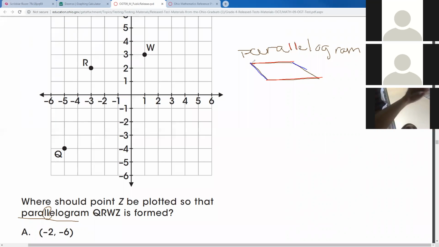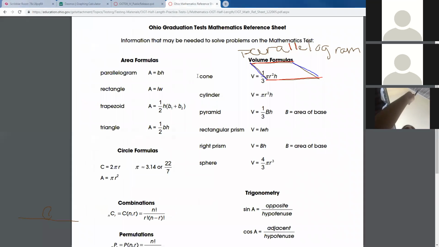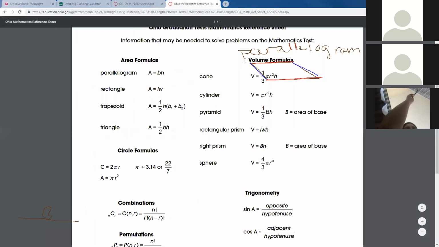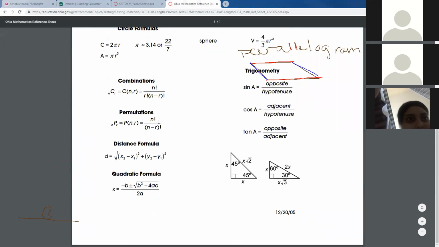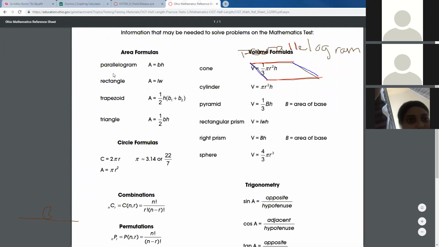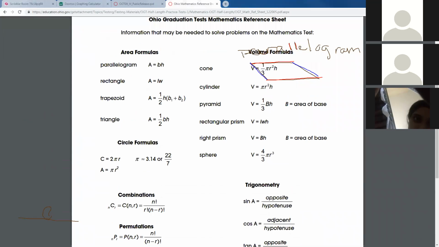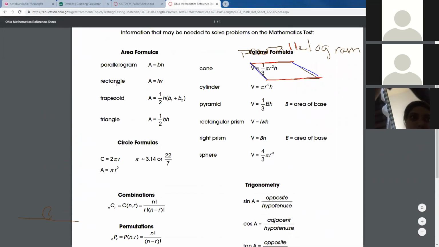Do they have a reference sheet for that or no? No. Knowing what the shapes are is up to you. My writing will not be on the reference sheet. On the reference sheet, they have the formulas, but they don't have the pictures. So you do have to know what each of these shapes mean. You have to know parallelogram, rectangle, trapezoid, triangle, and then the volumes, the cone, cylinder, pyramid, rectangular prism, right prism, and sphere.